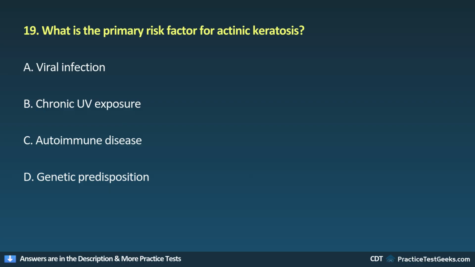19. What is the primary risk factor for actinic keratosis? A. Viral infection. B. Chronic UV exposure. C. Autoimmune disease. D. Genetic predisposition.